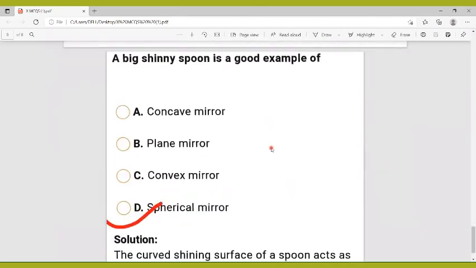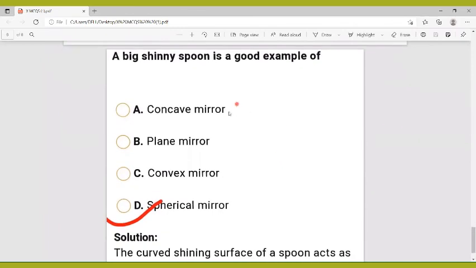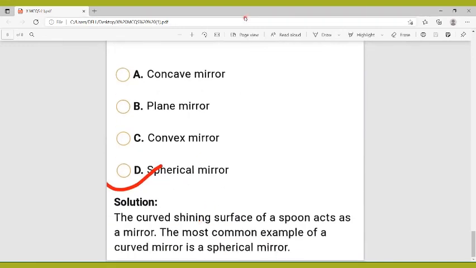Then a big shiny spoon is a good example of. So since one side of the big shiny spoon is concave and the other one is convex, we can say it is an example of a spherical mirror. So a spherical mirror is the answer.